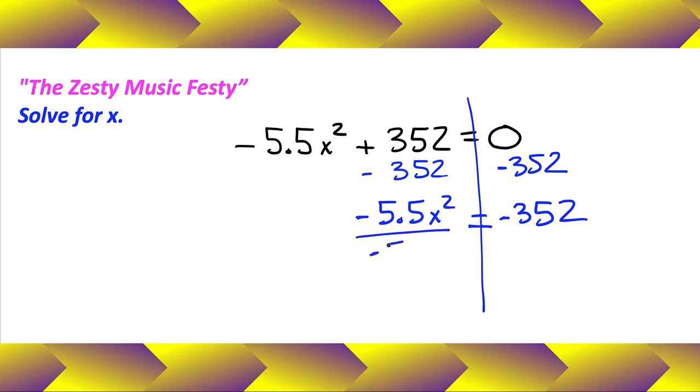Divide both sides by a negative 5.5. Let's see what we get here. Negative 5.5 divided. Ooh, look at that, the negatives cancel, good for us. X squared is going to equal 64.